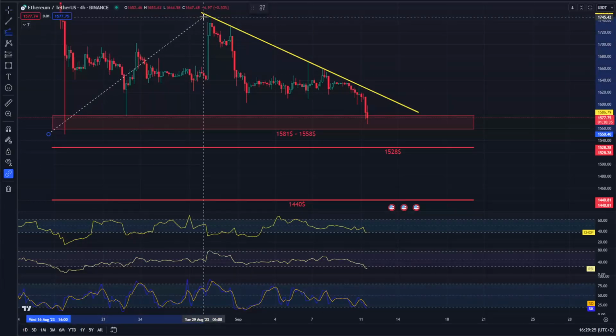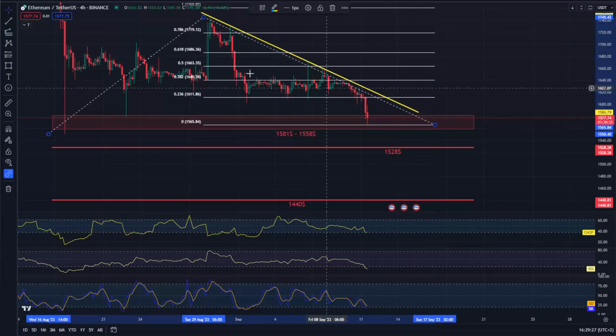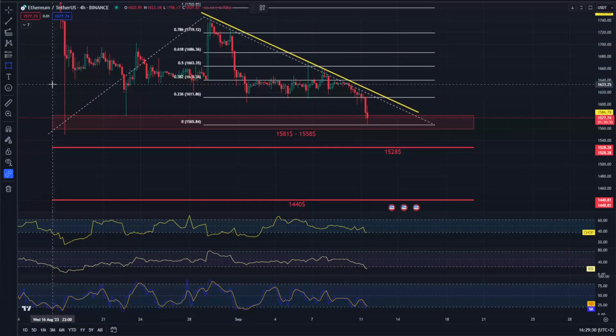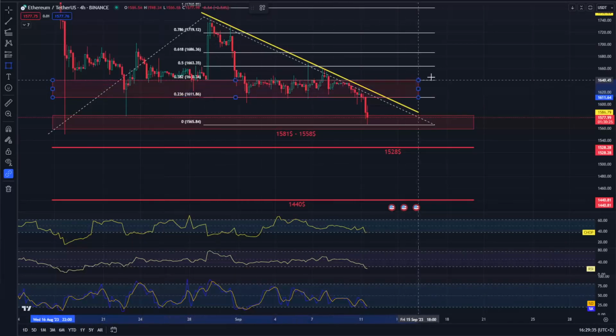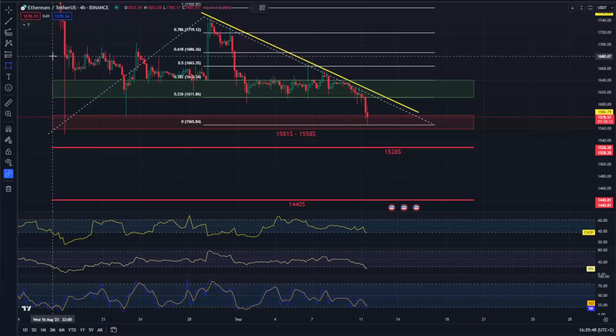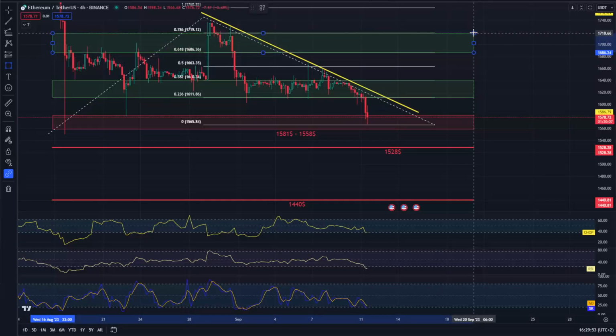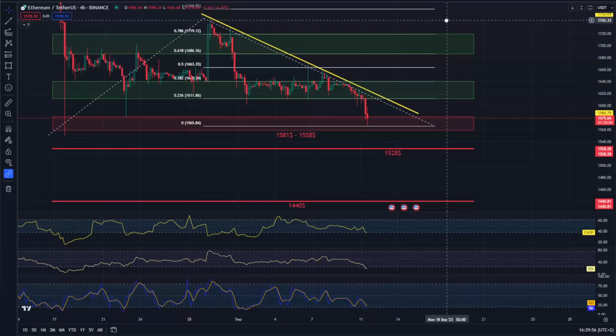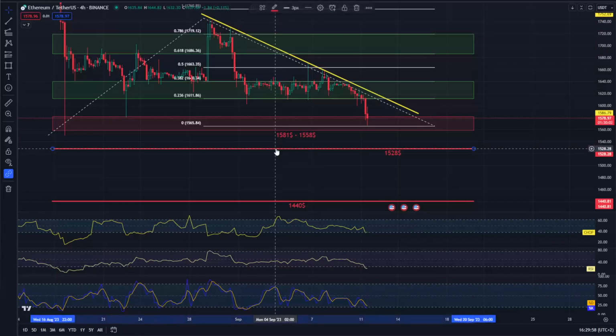Looking the other way, we can similarly mark places where the price should encounter resistance on the way up. And here we have a resistance zone from $1,611 to $1,640. Then we can mark the second zone from $1,686 to $1,719. And then strong resistance at $1,761.